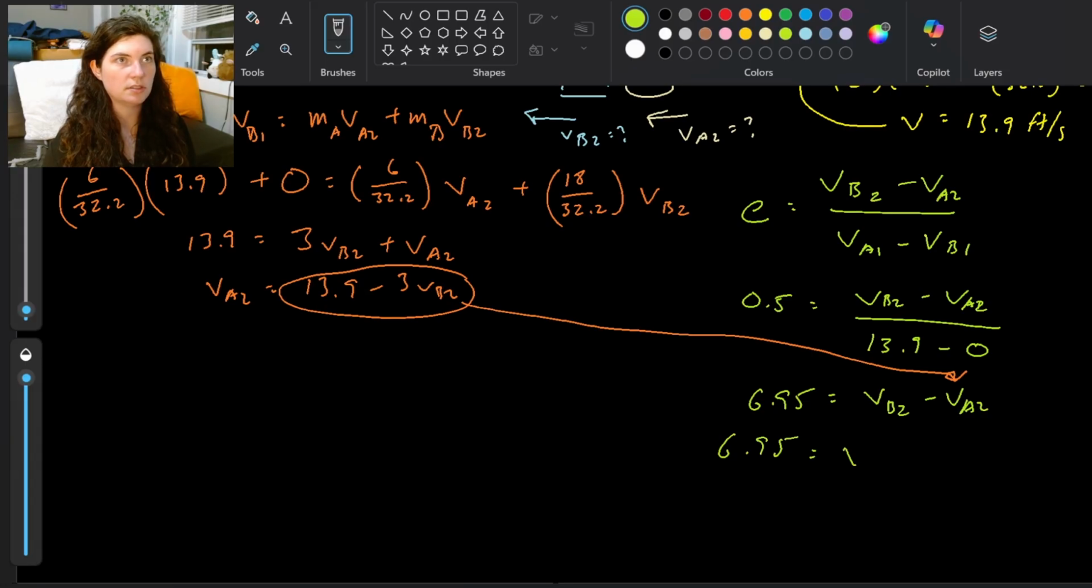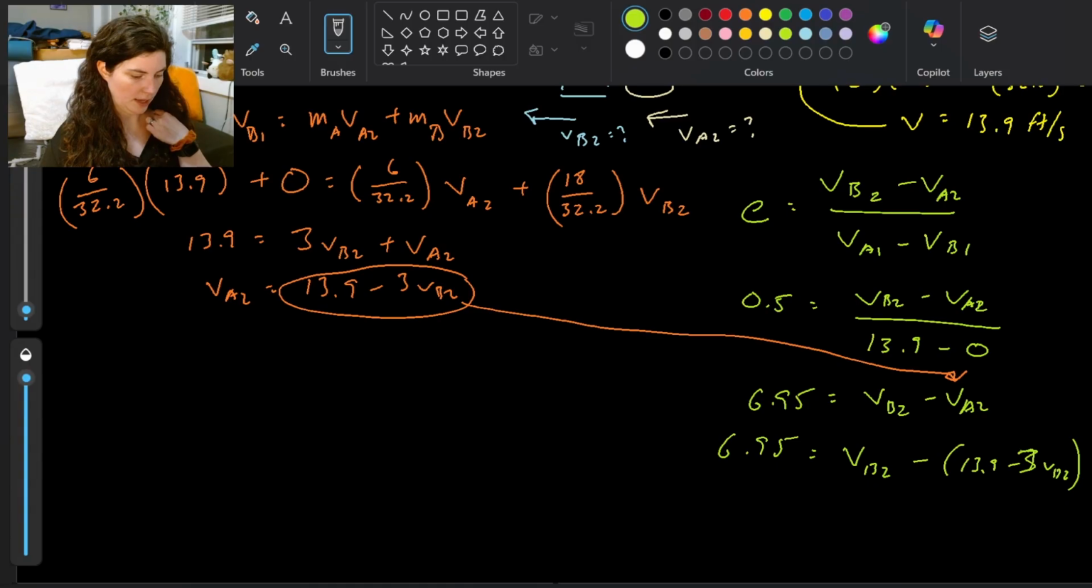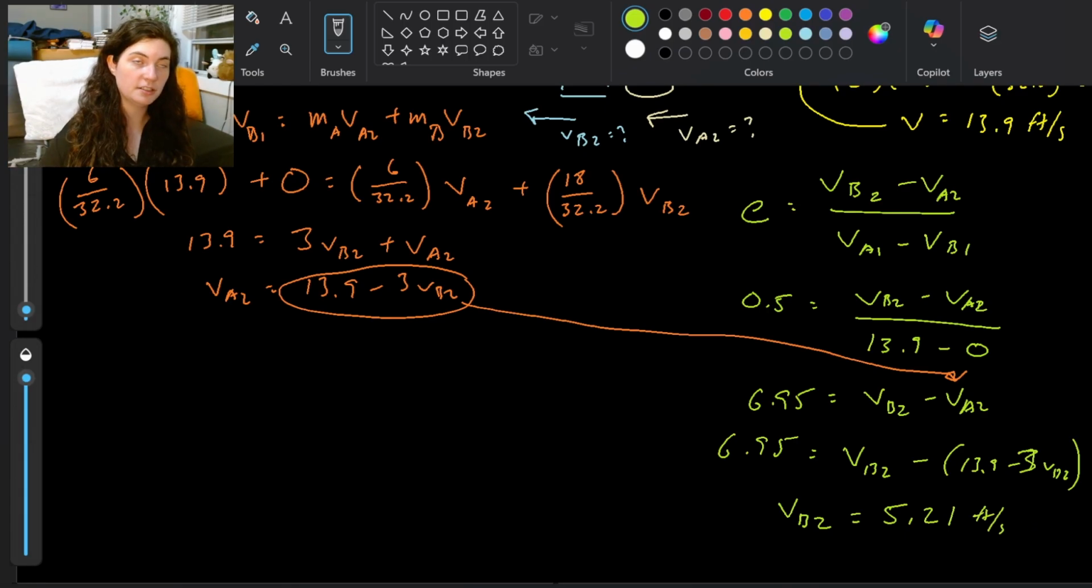$6.95 equals VB2 minus 13.9 minus 3 VB2. And when I punch that into my calculator and simplify it, I get my velocity of B2 is a positive 5.21 feet per second. So that means that it is moving to the left, because we said our left was positive. So the box is now moving to the left by 5.21 feet per second.